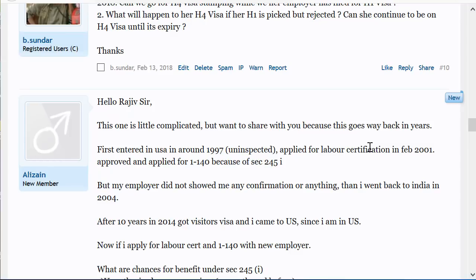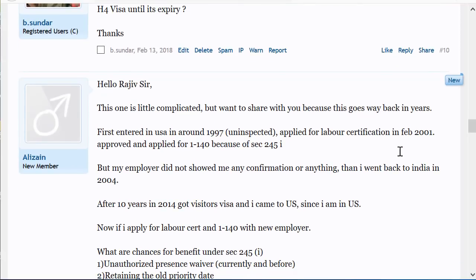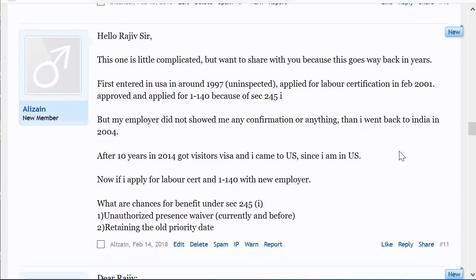Ali Zain says, this one is a little complicated because this goes back a few years. I want to talk about it anyway. I first entered USA around 1997, uninspected, which means coming through a border without inspection, sneaking in. Applied for labor cert in Feb 2001 and got the 245I benefit. But the employer did not show me any confirmation. Then I went back to India in 2004. After 10 years, which means you should be okay, I got a visitor visa and came to USA. Now if I apply for my labor cert and I-140 with a new employer, can I get the benefit under 245I, an unlawful presence waiver currently and before, retaining the old priority date?